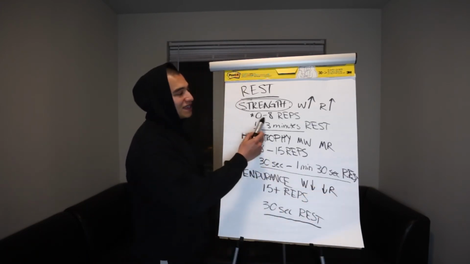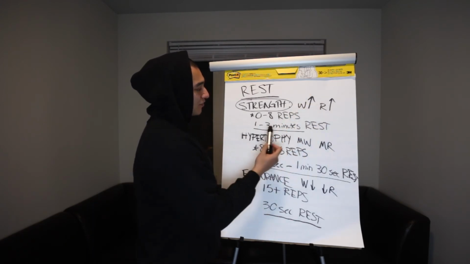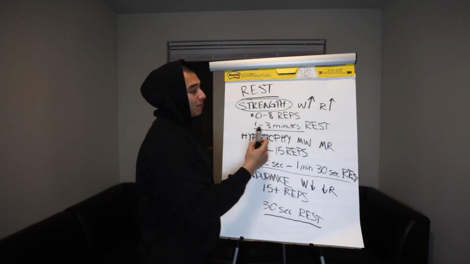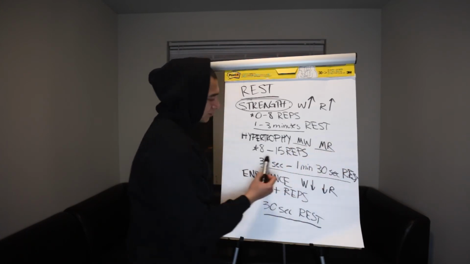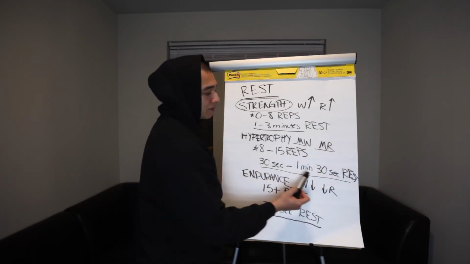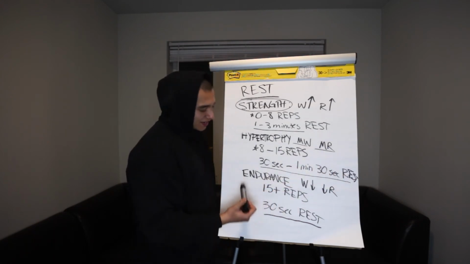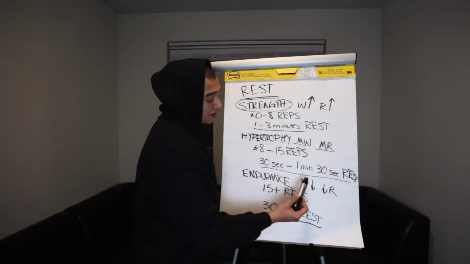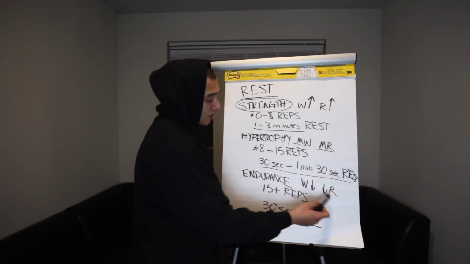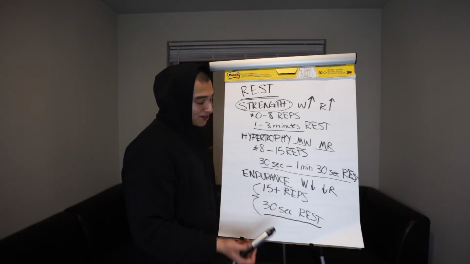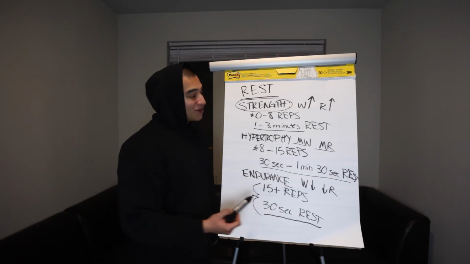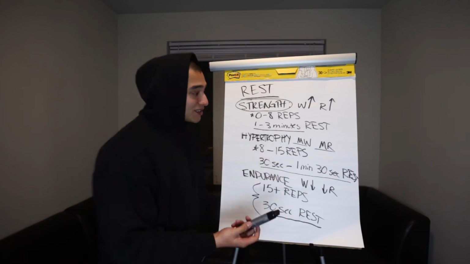So strength training is high weight, high rest. Of course, you're doing lower reps, you have more rest time. Hypertrophy is going to be moderate weight, moderate reps, so 8 to 15 reps, 30 seconds, 1 minute to 30 seconds rest. And then endurance is going to be low weight and low rest. So you're really getting a good pump, you're really getting a good workout here. Remember, for weight loss, we're going to be using all three. So it's important that you guys pay attention, take notes, and you stay on track.